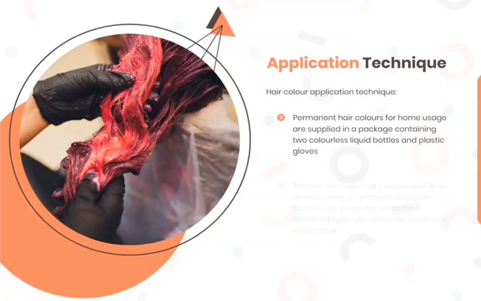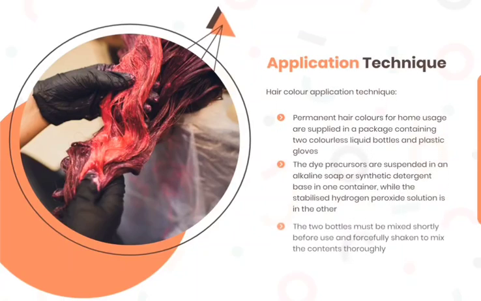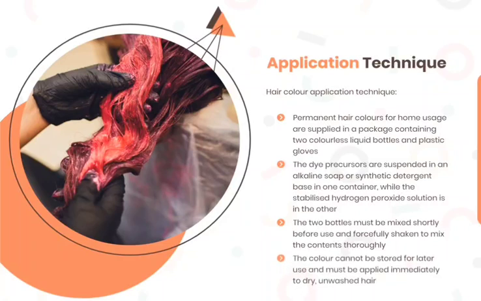Hair color application technique. Permanent hair colors for home usage are supplied in a package containing 2 colorless liquid bottles and plastic gloves. The dye precursors are suspended in an alkaline soap or synthetic detergent base in one container, while the stabilized hydrogen peroxide solution is in the other. The 2 bottles must be mixed shortly before use and forcefully shaken to mix the contents thoroughly. The color cannot be stored for later use and must be applied immediately to dry, unwashed hair.